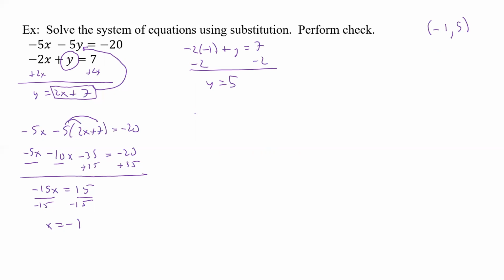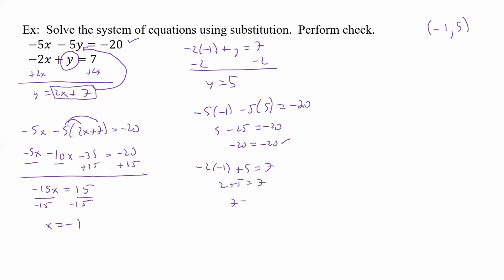Now checking it, minus 5 times negative 1 minus 5 times 5 equals negative 20. Well, that's going to be 5 minus 25 equals negative 20. Well, we subtract that. That's a negative 20 equals negative 20. So it works in the first one. And negative 2 times negative 1 plus 5 equals 7. Well, that's 2 plus 5 equals 7. So 7 equals 7. So it works there as well.